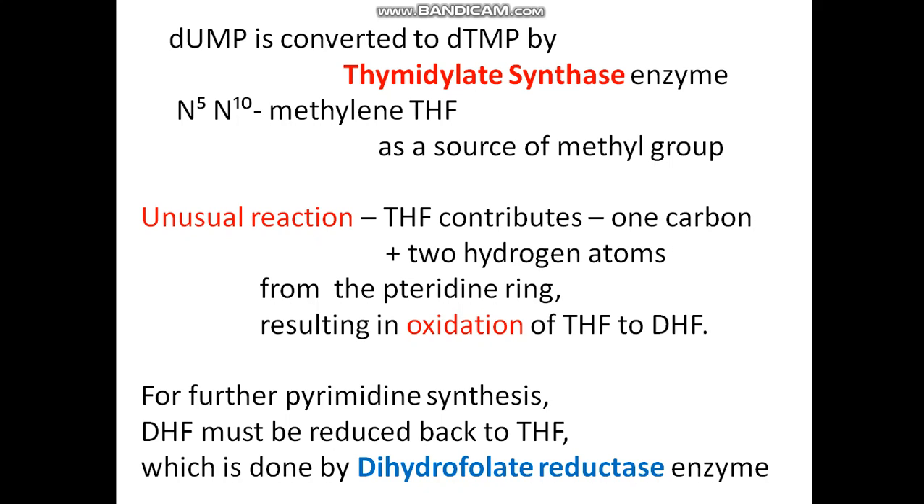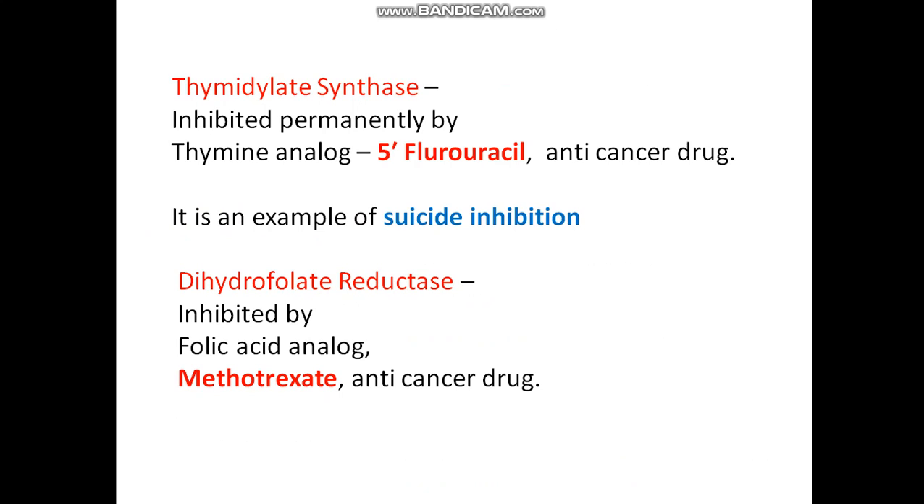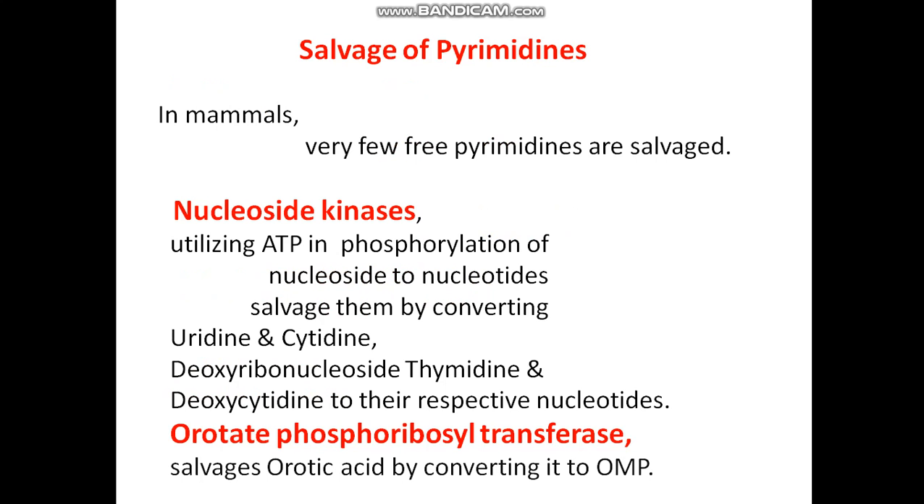And this dihydrofolate is again reduced with the help of the dihydrofolate reductase enzyme. This thymidylate synthase enzyme is inhibited permanently by 5-fluorouracil, which is a thymine analog and anti-cancer drug, and this is a suicide inhibition. And this dihydrofolate reductase is inhibited by a folic acid analog, that is methotrexate, which is again an anti-cancer drug.